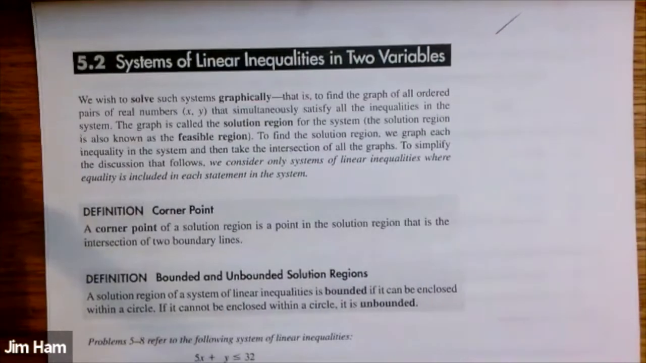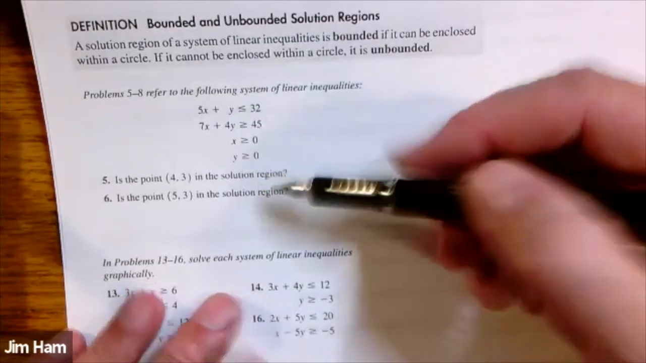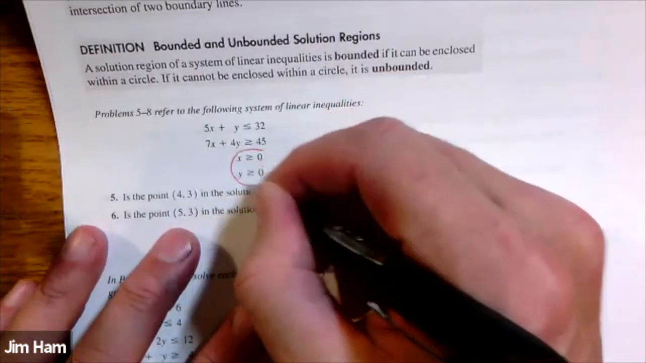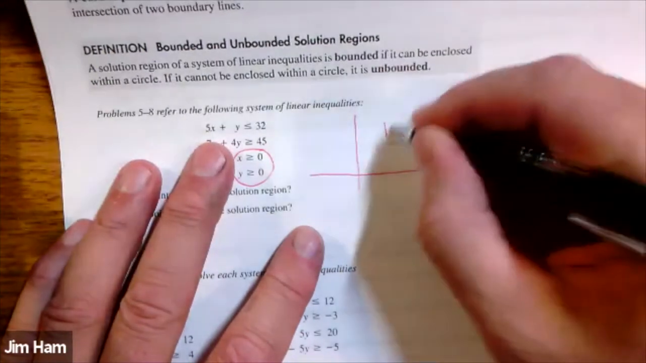What we're going to do, and what you're going to see here, is several different inequalities. Now, when you see these two here, that means that we're just talking about the first quadrant.